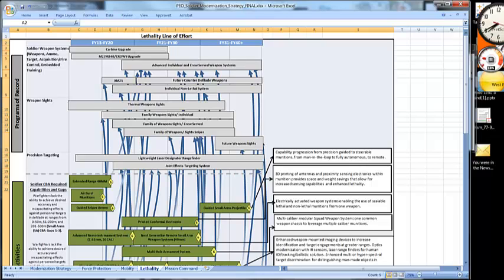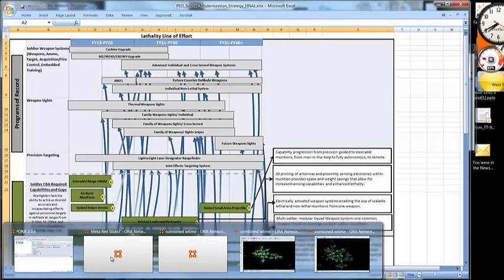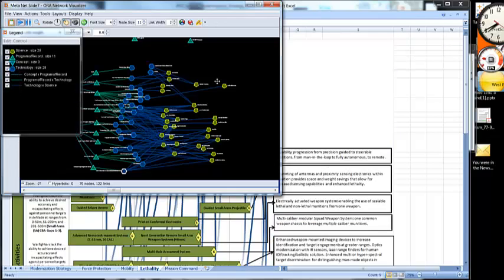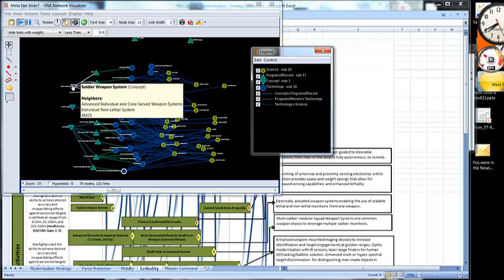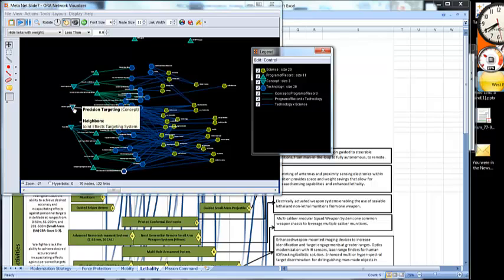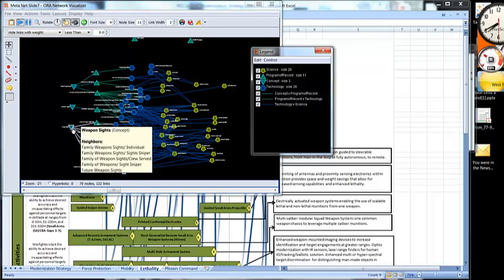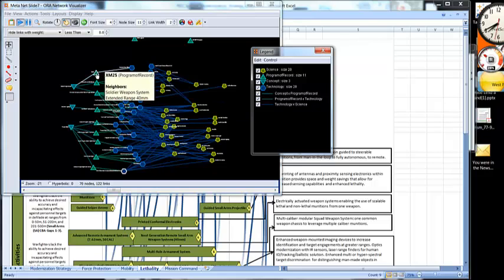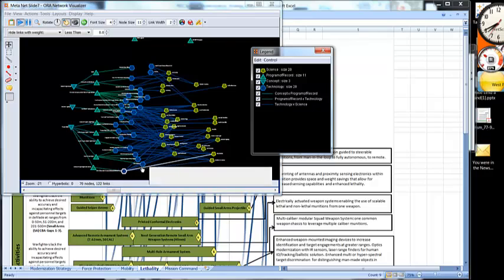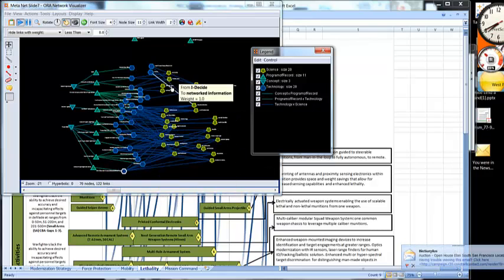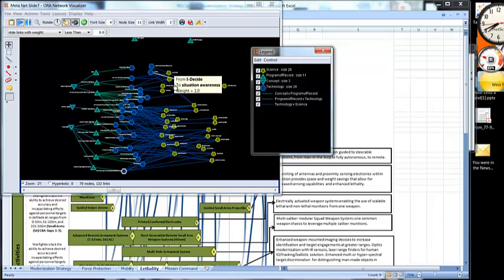In my space, what that translates to is a view that looks something like this, where over here I've got the different areas: soldier weapon concept, the precision targeting, and the weapon sights. Down here I've got the programs of record, et cetera, all the way down. Then going up, I've got the technologies here, and when I go down this side over here, I pick up the sciences.